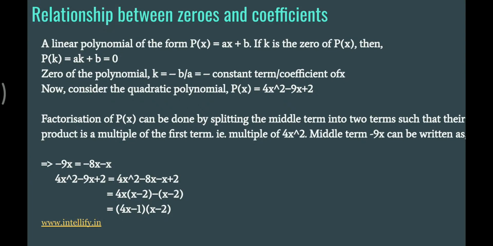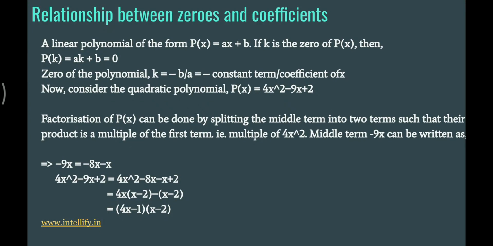Let us consider a linear polynomial of the form p of x equal to ax plus b. It is a linear polynomial. If k is a zero of p of x, then p of k equals ak plus b equals 0. That means we substitute k in place of x, and it should equal 0. Then only it is said to be a zero of the polynomial p of x, where k equals minus b by a, that is, minus the constant term by the coefficient of x.